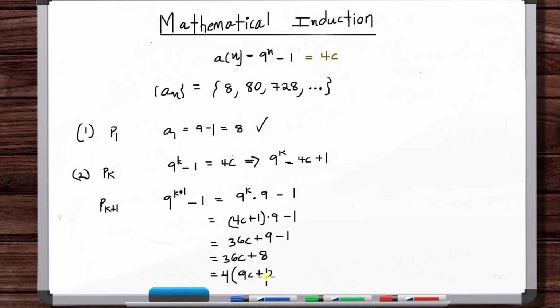It becomes 9c plus 2. Well, c is an integer, so this is going to be an integer here, so we can just call this some other integer L. So 9 to the k plus 1 minus 1 is equal to 4 times an integer as well, a different integer. So there you go, that's the proof.